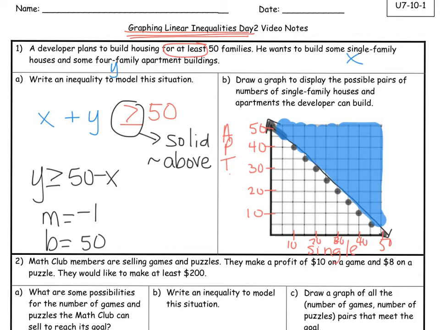So just as an example, the builder could build 30 single-family homes and 40 apartments, and that would give him enough room for at least 50, which is good because 30 plus 40 would give us 70, so that works. This could be another possible ordered pair, 40 single-family homes and 30 apartments. We could have 10 single-family homes and 45 apartments. All of those ordered pairs would work.